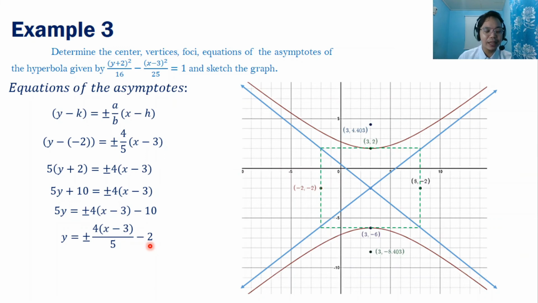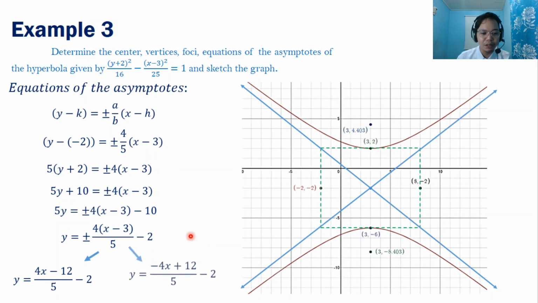Then, paghiwalayin natin the positive and the negative slope of our asymptotes. For the positive slope, we have y equals, so if 4 is positive, that will be 4x, then 4 times negative 3 is negative 12, over 5, minus 2. Then, for the negative slope of the asymptote, we have y equals, so this is negative 4 na. Negative 4 times x is -4x. Then negative 4 times negative 3 is positive 12. All over 5 minus 2.